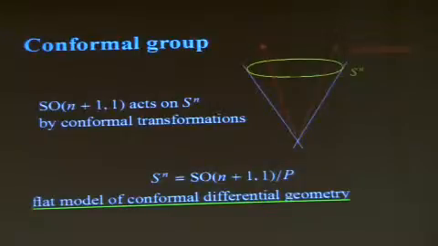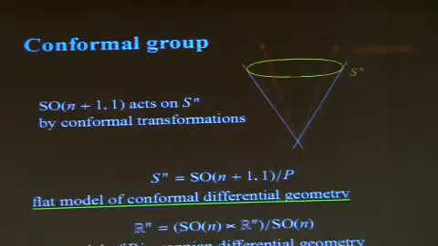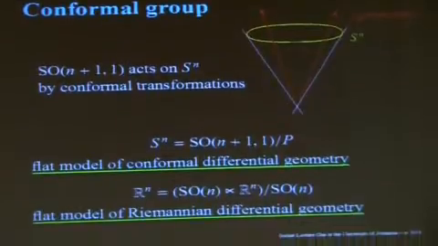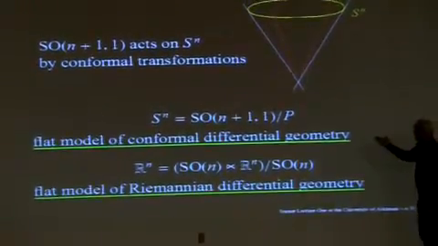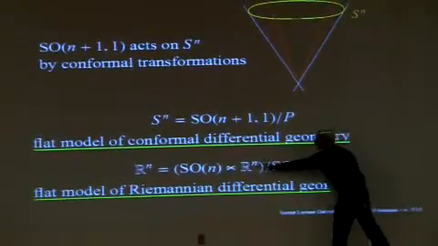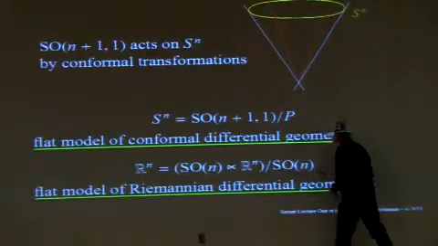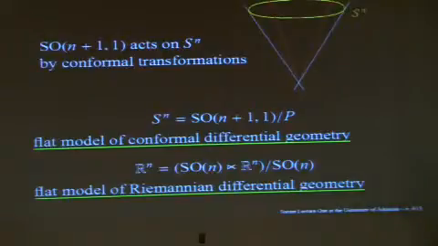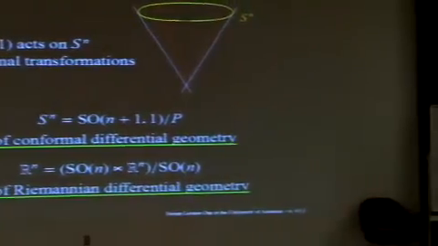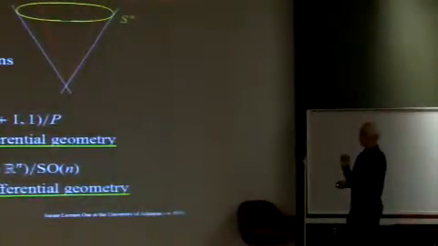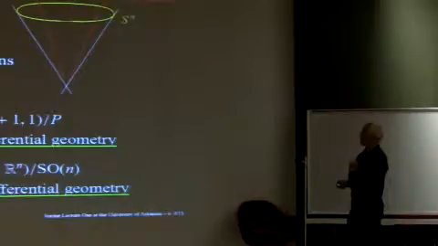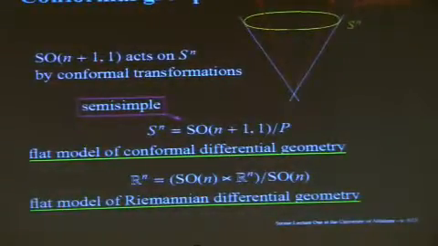You should compare this with what happens in Euclidean space. In Euclidean space, the flat model is Rn. The symmetry group is Euclidean symmetries, which is this: translations and rotations, modulo the stabilizer of a point, which is just SO(n). You notice there's something quite different between these two cases, and this is basically why conformal differential geometry is more complicated than Euclidean differential geometry, and that is that the groups have a different character.